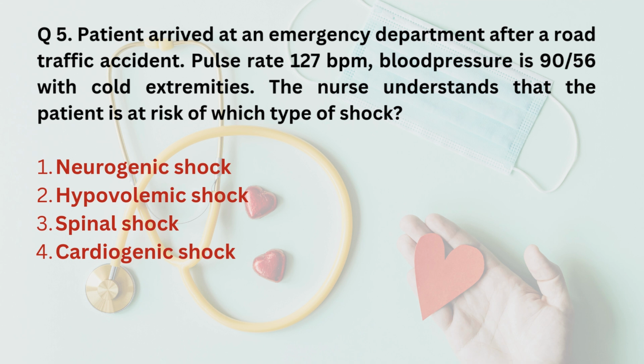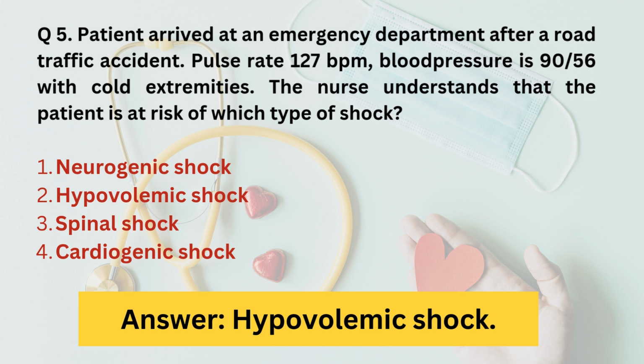Here the correct answer is hypovolemic shock. Hypovolemic shock causes tachycardia, hypotension, and cold extremities. In this scenario, hypovolemic shock is the indicator for this answer. Hypovolemic shock is due to blood loss in a road traffic accident. The correct answer is hypovolemic shock.